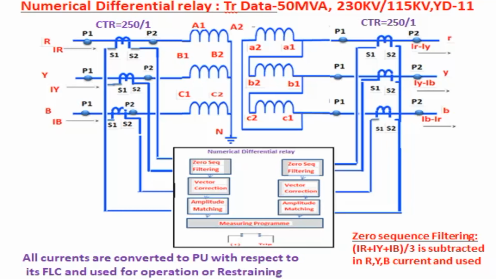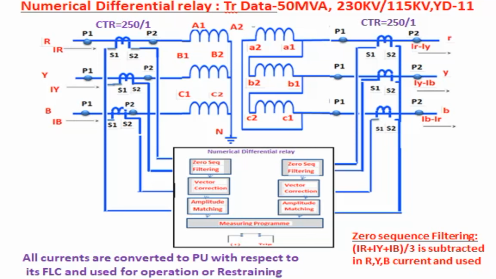Voltage is equal to 230 kV. CT ratio 250 bar 1. Then B winding. Voltage is 115 kV. CT ratio 250 bar 1. A to B, that is the winding configuration, YD11. The CT secondaries of the A winding and B winding are connected to the relay. There are no delta connections or ICTs in this circuit.